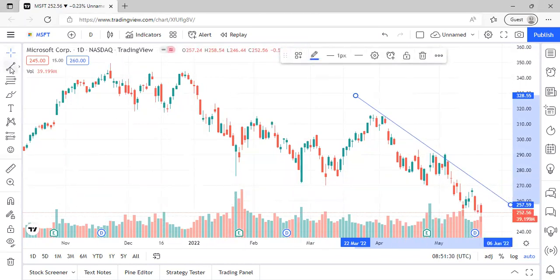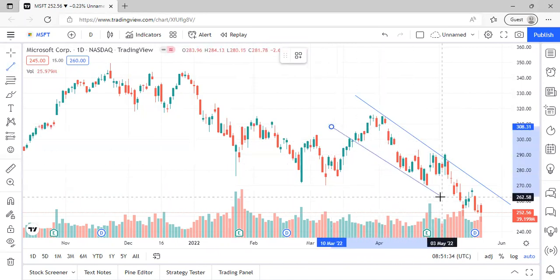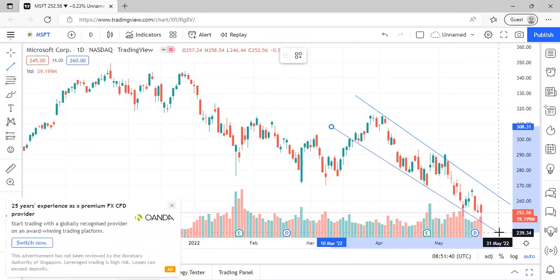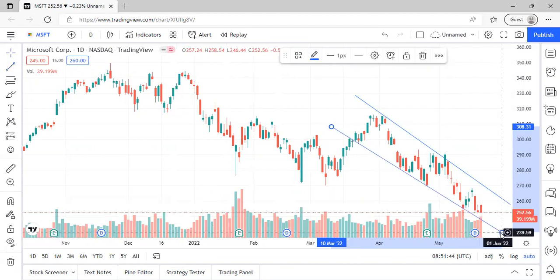Okay, so this is the resistance line, and I will now draw the support line, which will require 2 troughs or the bottom support lines. Okay, it's drawn over here, right? So this is one pair of the resistance and the support line at the bottom, right?